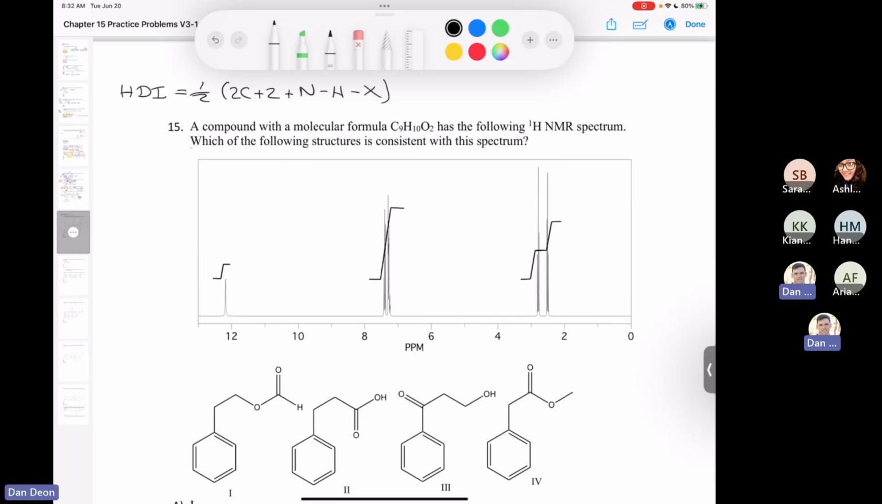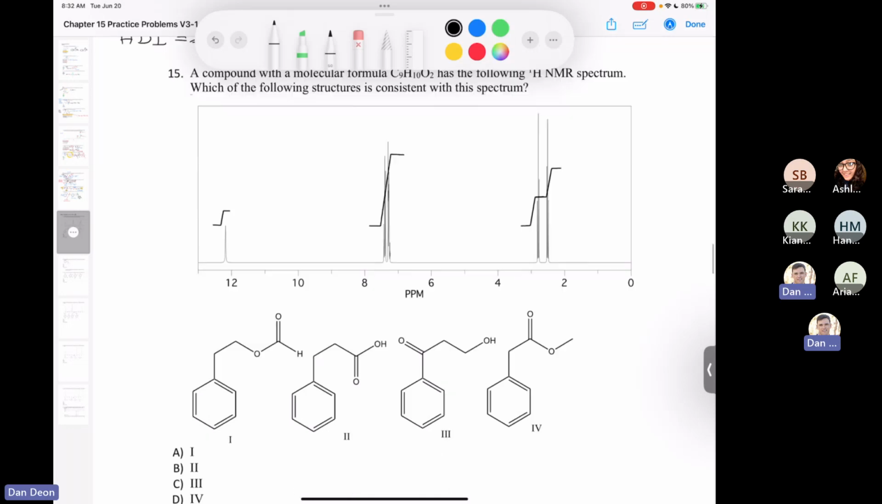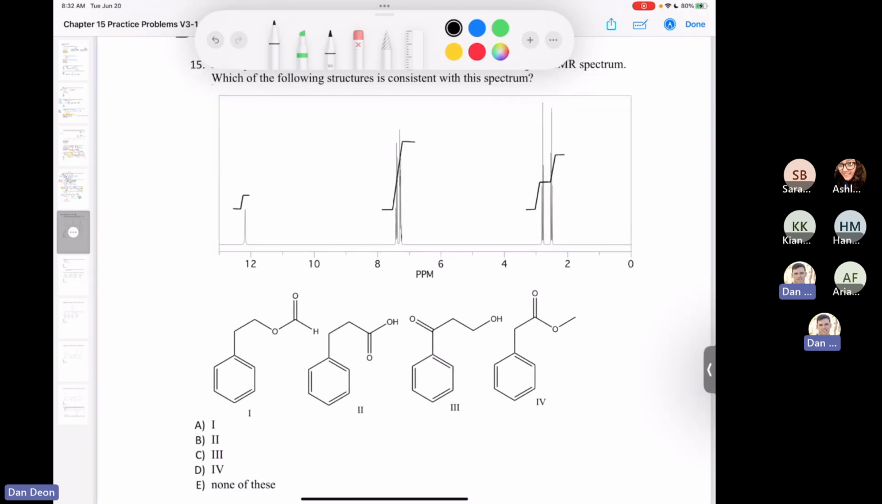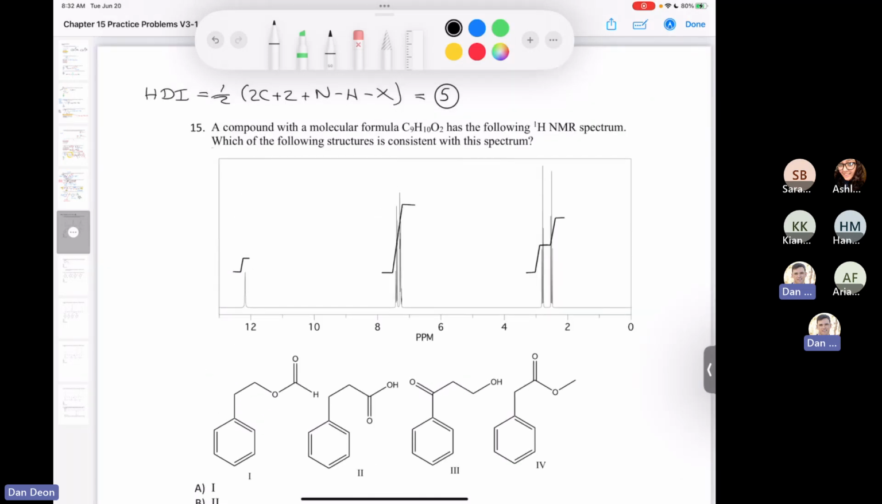So we could calculate the HDI. Did anybody get an HDI for this one? I got an HDI of 5 for this one. And you notice that every single compound has an aromatic ring and a carbonyl. So the HDI doesn't really help us all that much. So it's an aromatic ring, which has 4, and then a carbonyl, okay? And they all have that in the structure.